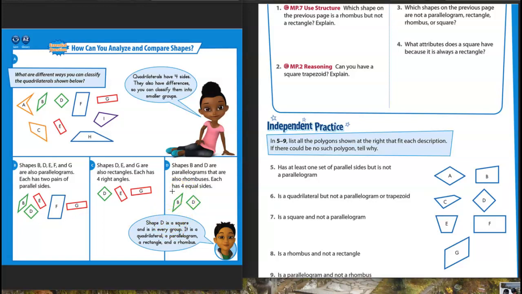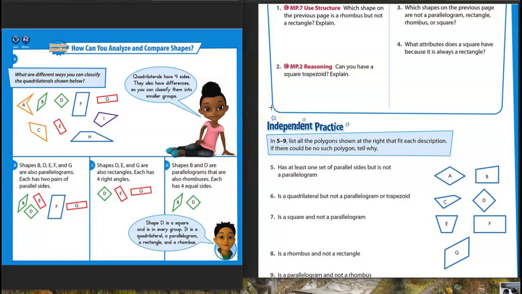So up here, this question says, which shape on the previous page is a rhombus but not a rectangle? So if I look over here, this shape B is a rhombus because all the sides are equal, but it's not a rectangle because this angle right here and here is much smaller than 90 degrees, and this angle here and here is bigger than 90 degrees.